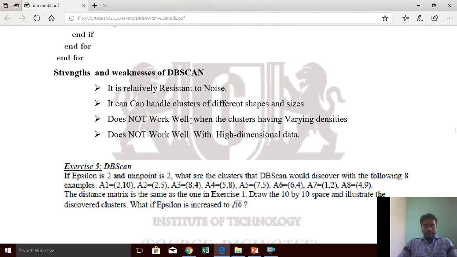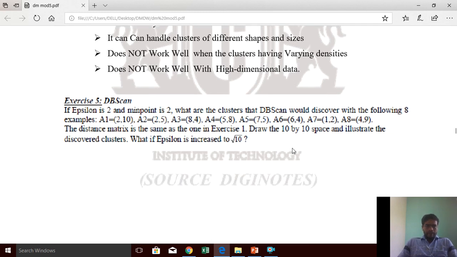It does not work well when the clusters have varying densities. So this is a disadvantage. The weakness of DBSCAN is that it cannot work well when the clusters have varying densities, and it does not work well with high dimensional data. So when the data you are dealing with is high dimensional, the DBSCAN algorithm will not work. So let us take an example, a DBSCAN example.